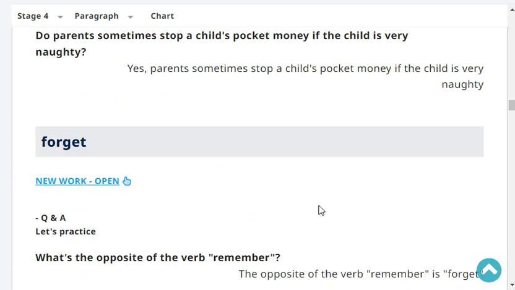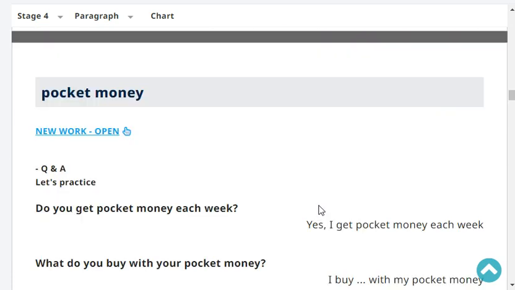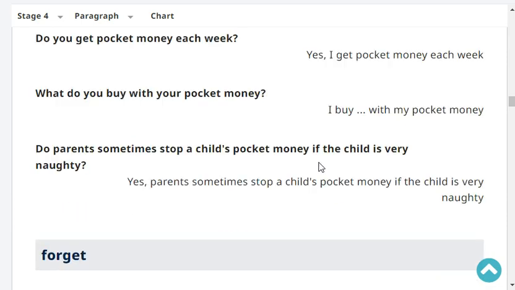Okay, so first question. Do you get pocket money each week? Yes, I get pocket money each week. Very good. What do you buy with your pocket money? I buy candies with my pocket money.